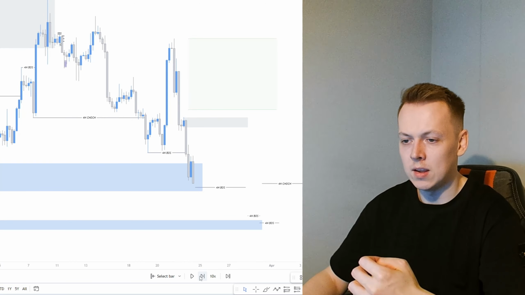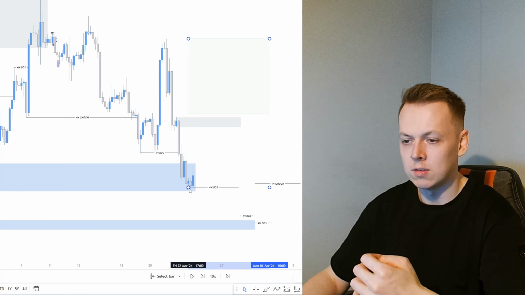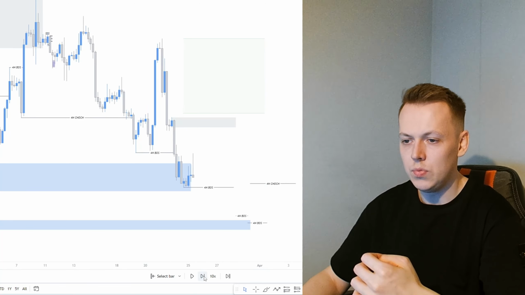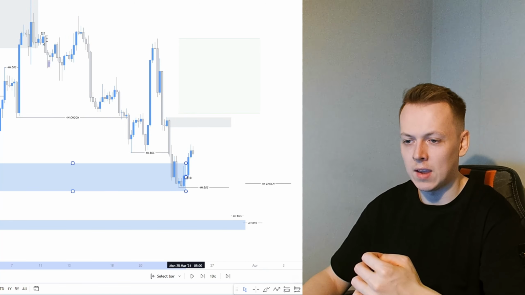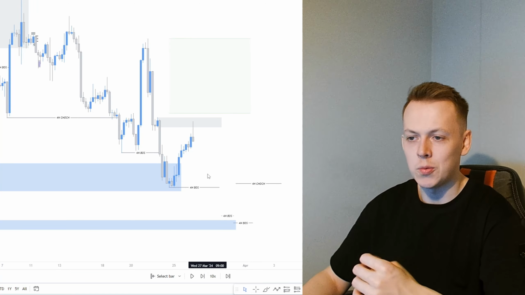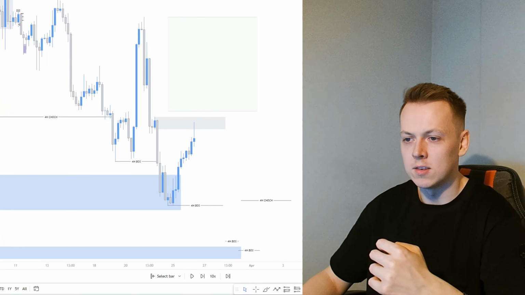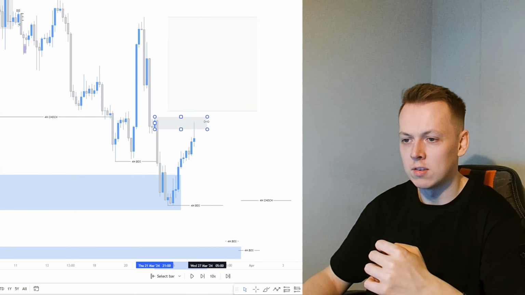Price then consolidates within this area. We do move slightly lower, so I'm just going to bring this down. Price then starts to react out of this area, and then we come back up into the range. So the first place that we could look to get involved in a trade is this area in here. What you can see is that price has just tapped into this supply zone.